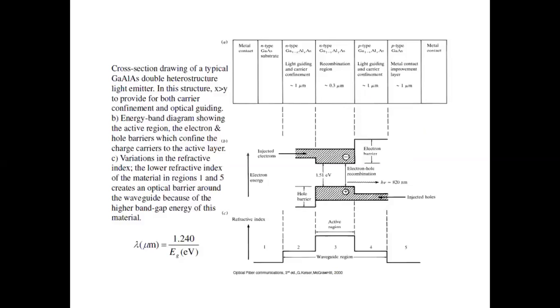The cross-section drawing of a typical gallium aluminum arsenide double heterostructure emitter is given here. In this structure, X greater than Y provides both carrier confinement and optical guiding. If you go to the next image, the energy band diagram shows the active region and the electron and hole barriers which confine the charge carriers to the active layer. The lower refractive index of the material in regions 1 and 5 creates an optical barrier around the wavelength because of the higher band gap energy of this material.